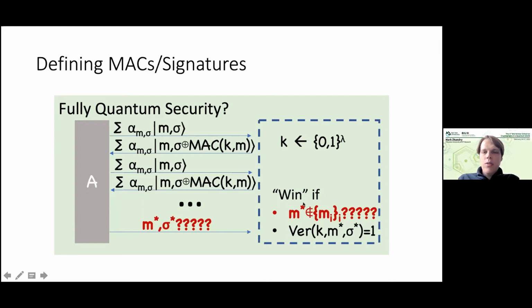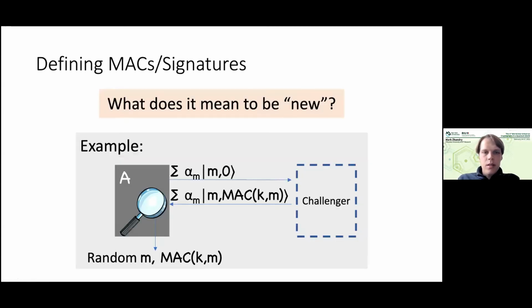If the challenger were to record the message that the adversary queried, you end up violating no-cloning, which means that anything you try to do to record the message will result in the adversary not actually seeing the oracle they expect. So what does it mean that the message M star is new? To illustrate, I do have an example. What does it mean for the message to be new?